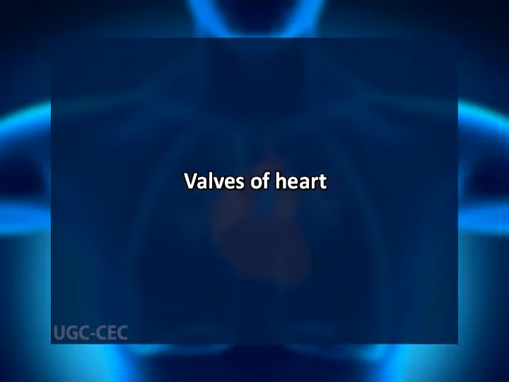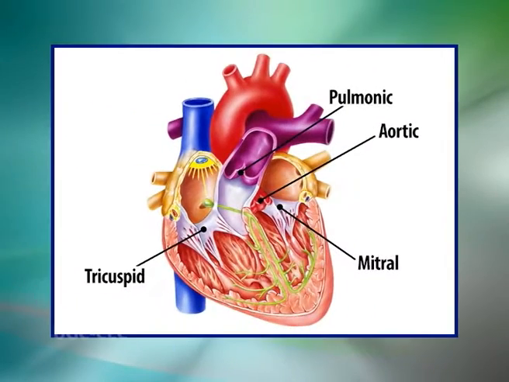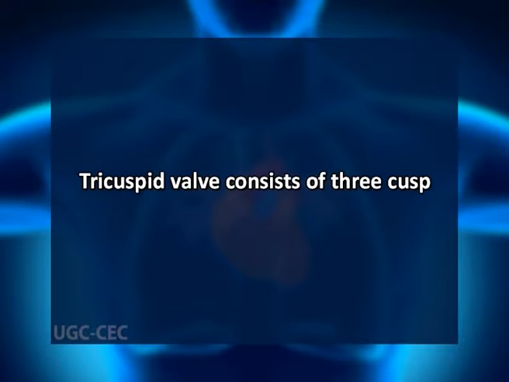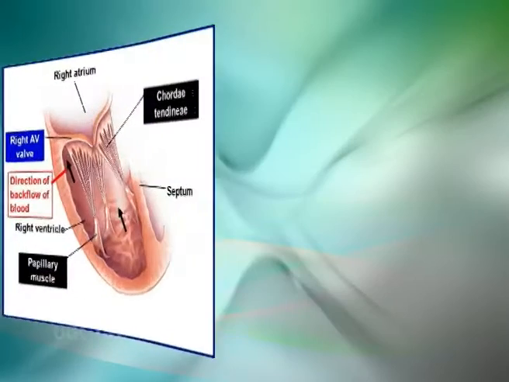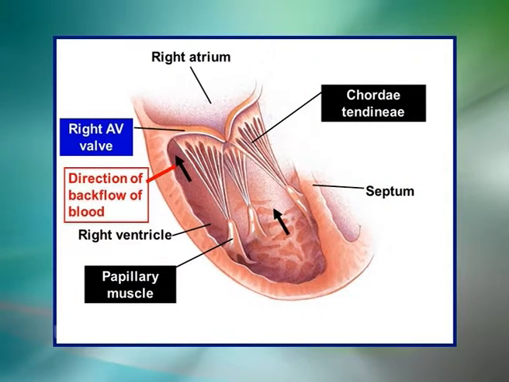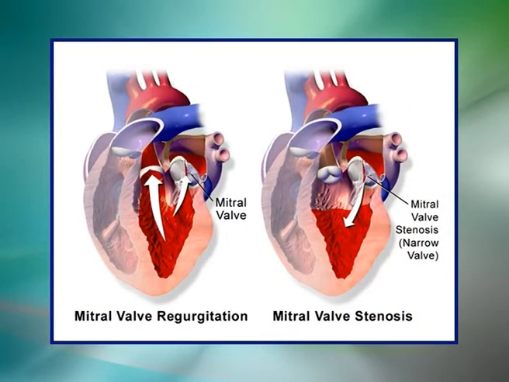Valves of heart. The valves ensure unidirectional blood flow through the heart and prevents backflow. Between the right atrium and the right ventricle is the tricuspid valve. This consists of three cusps. Each of the three valve cusps is attached to several strands of connective tissue, the chordae tendineae, sometimes referred to as the heart strings. Between the left atrium and left ventricle is the mitral valve, also known as bicuspid valve due to its having two cusps.